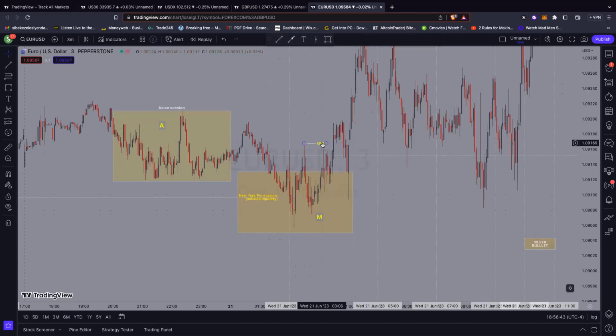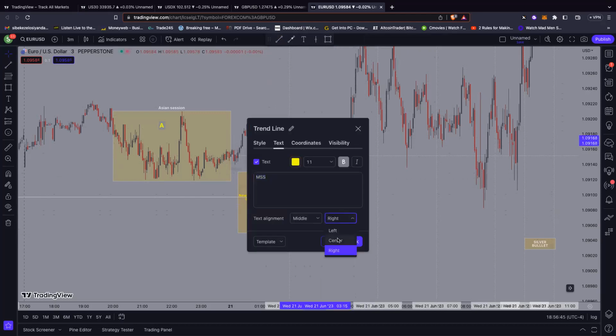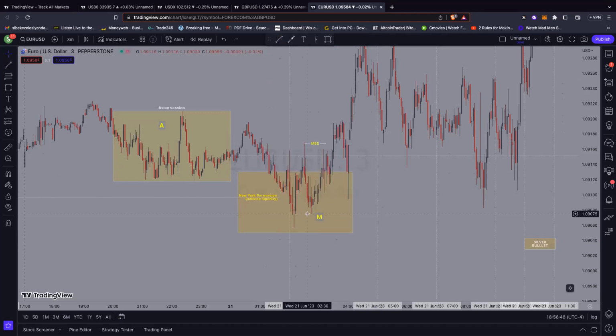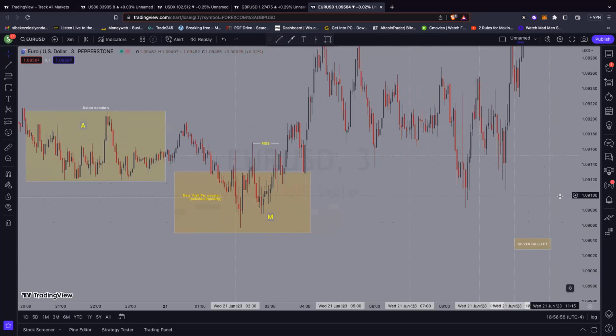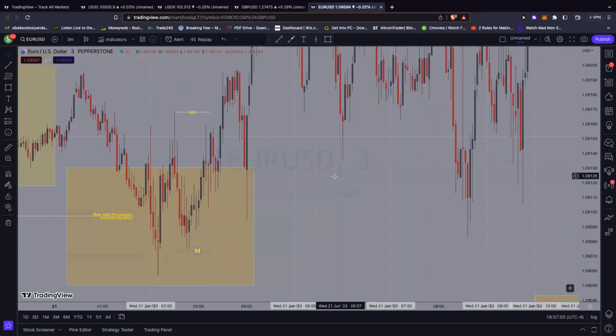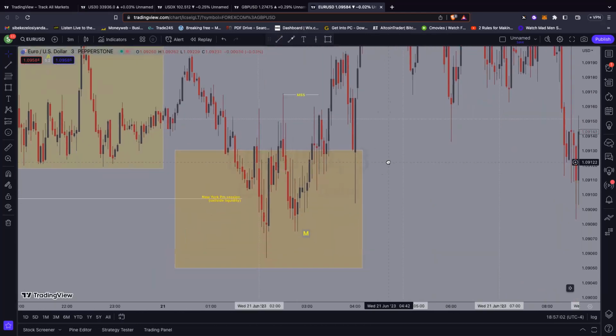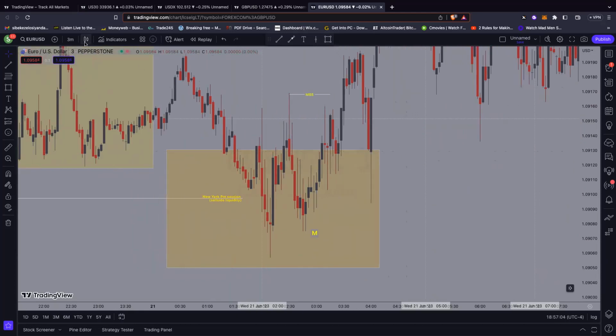So this is a market structure shift because this is the high of the low that took out sell side. We believe that if we are bullish, price won't go below this low. But for us to engage with price, you remember I told you about OTE, right?